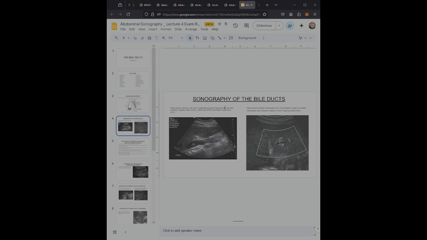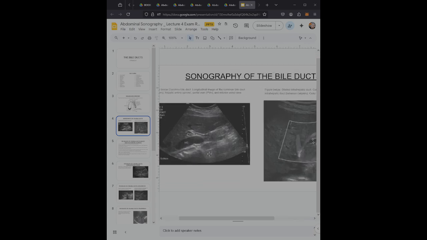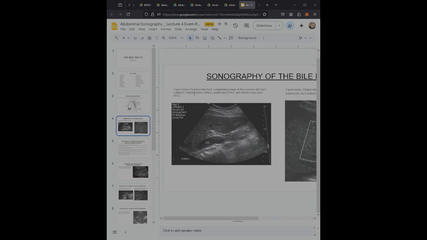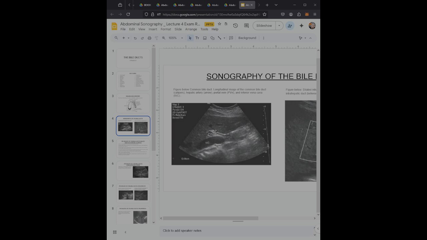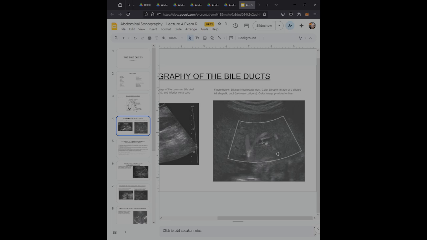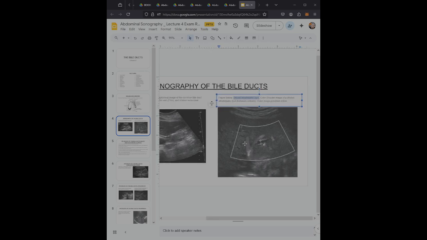So you can see here a longitudinal image of the common bile duct. I'll just zoom in. So the common bile duct, the hepatic artery, and the portal vein, that's the inferior vena cava. And there's the bile duct. And here is a Doppler of the common bile duct, the intrahepatic duct that has been dilated.